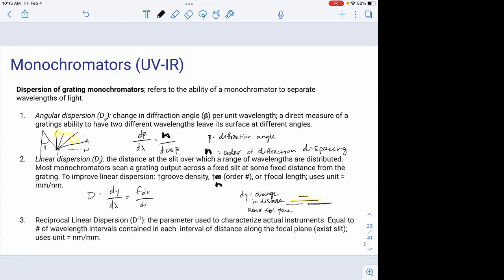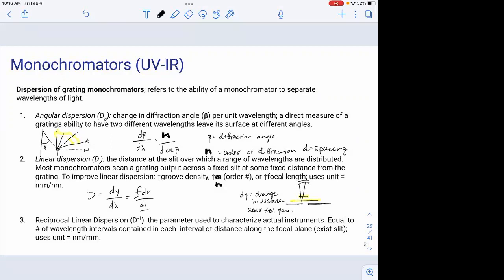And in this case, we are thinking about the focal length from the focusing mirror. So think about that focusing mirror projecting an image onto that exit slit. That's what we're talking about here. Change in y with respect to change in wavelength, of course. This is useful, but less useful than reciprocal linear dispersion. So let's talk about what that looks like for a minute.